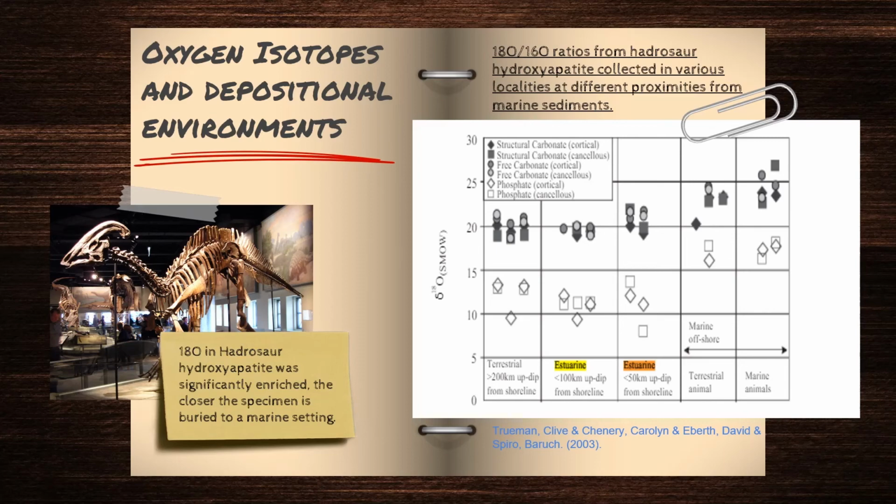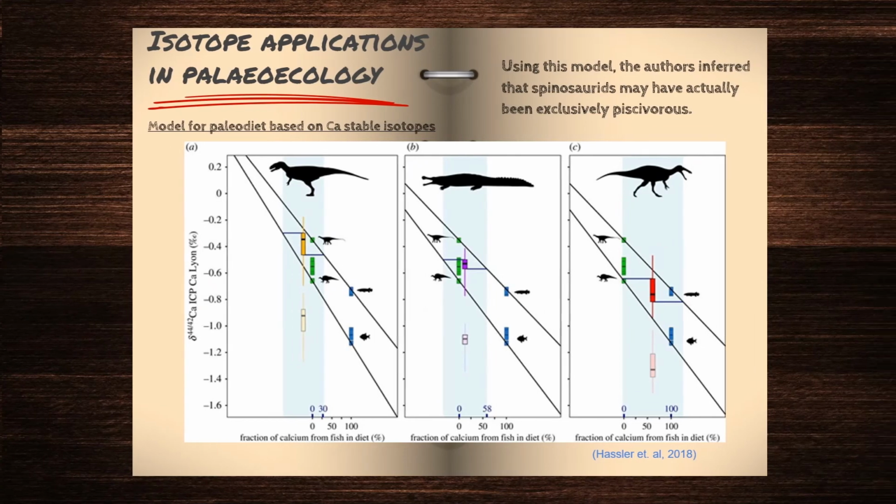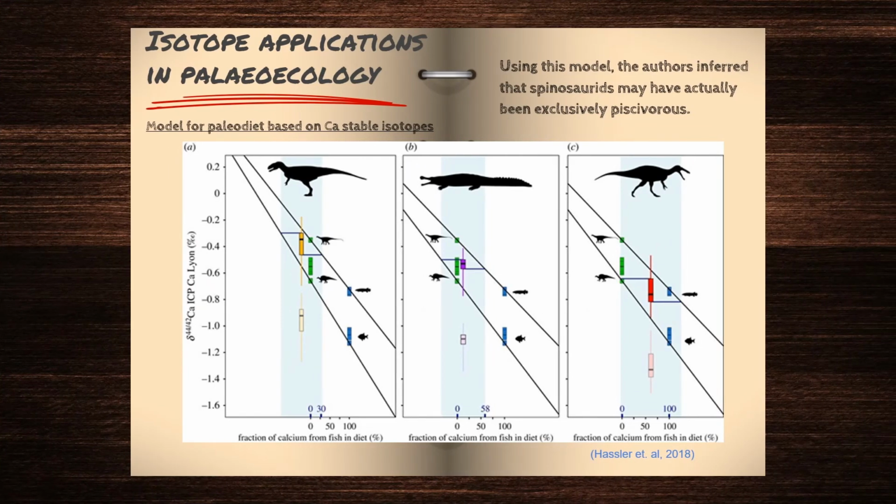Other experiments have proposed that these isotopic ratios may be used to infer even more direct paleoecological data. In a study on the calcium isotope system, in dinosaur tooth enamel, which is more diagenetically stable than bone given the less porous structure, the authors were able to create a model whereby they could establish the percent intake of fish based on the enrichment or depletion in the heavier 44 calcium.